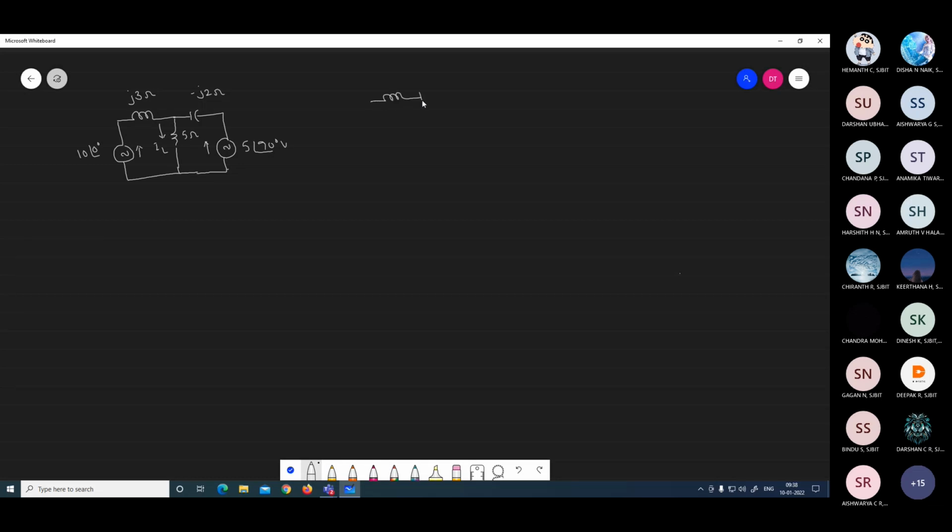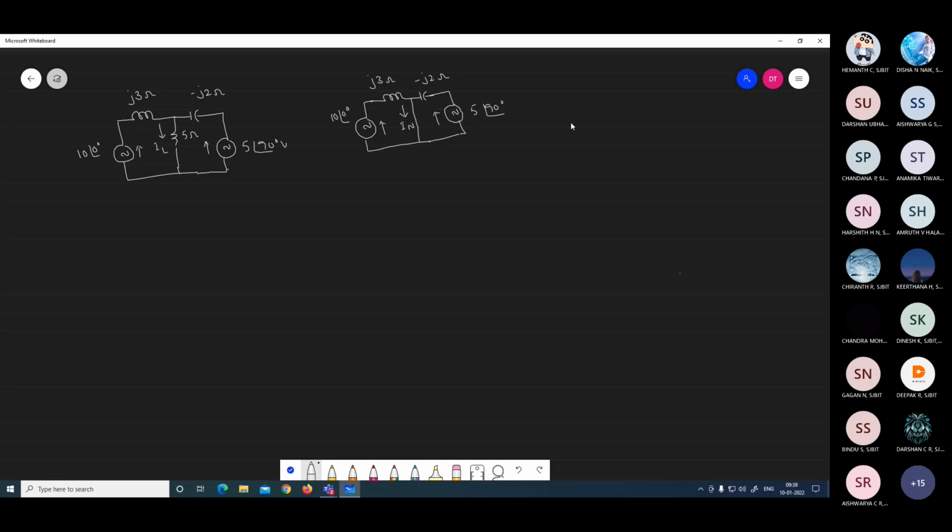This is your short of the load terminal, and the voltage source here that you have to write is 10 at an angle of 0 degrees, and this is your J3 ohm and this is minus J2 ohm, and here also there will be one voltage source that is 5 at an angle of 90 degrees. Okay, short this and find out the current flowing through this branch, that is your Norton's current. Short circuit current is the Norton's current. So how to find your Norton's current?